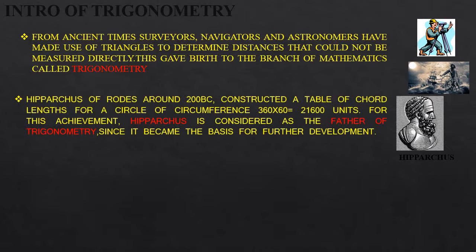Next, the father of trigonometry. Hipparchus is called the father of trigonometry. Why is he called like this? Because he constructed a bigger circle with a circumference of 21,600 units. This helped the development of trigonometry. Due to that, Hipparchus is called the father of trigonometry.